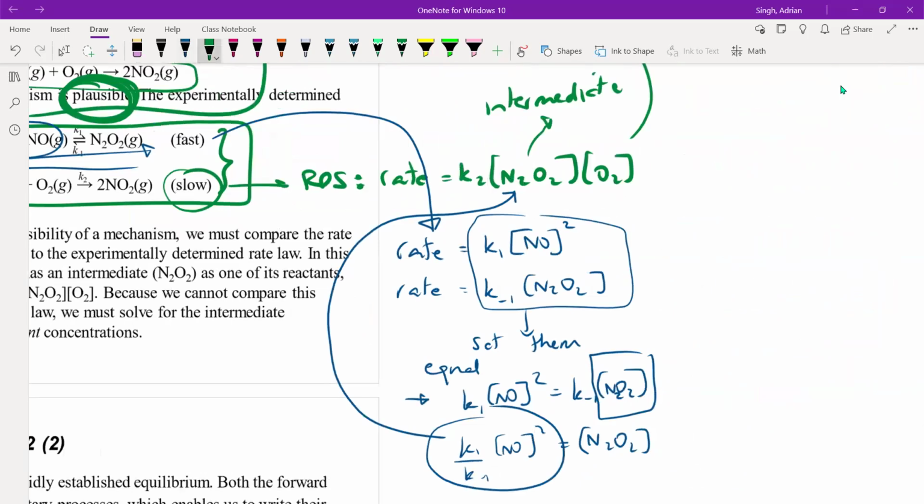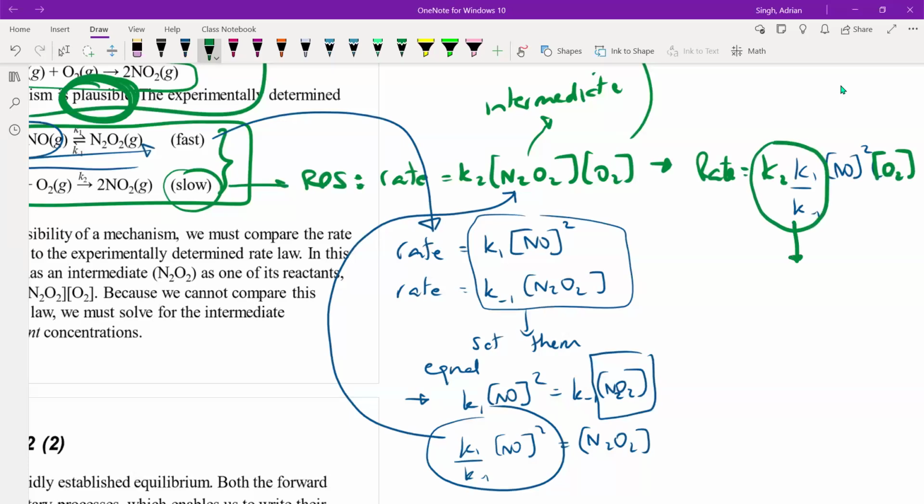So we end up now with the rate equals K2, and I'm going to substitute everything in blue for what we said was the N2O2 concentration. So we have K1 over K-1 times NO squared. And then we have our O2 that remains. That's in green. I didn't mess with that. I didn't substitute anything in there. And if we set all of the rate constants here times each other being equal to the new rate constant, you have rate equals a new rate constant K times NO squared times O2.